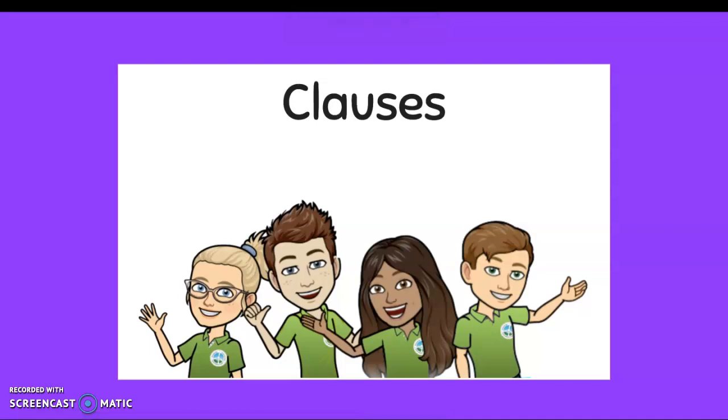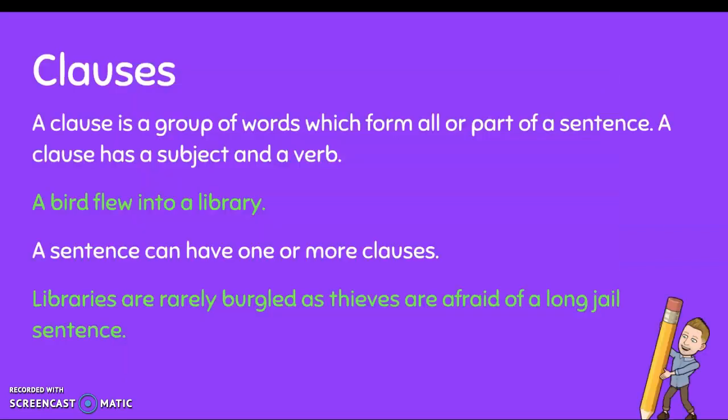Today we are learning all about clauses. Let's get into it. What are clauses? A clause is a group of words which form all or part of a sentence. A clause has a subject and a verb.